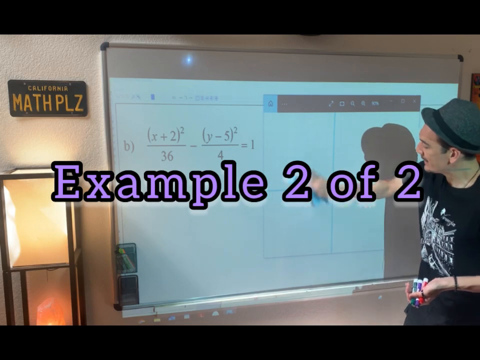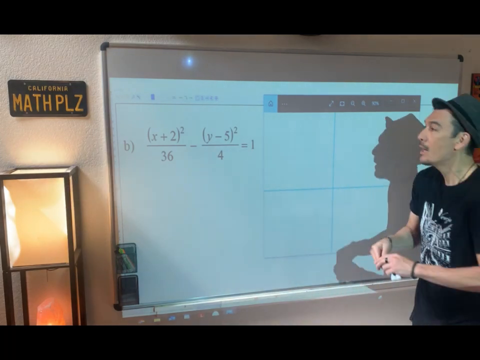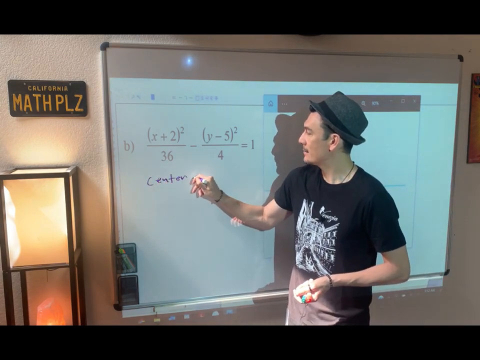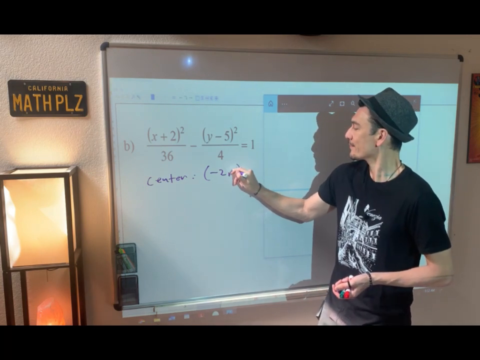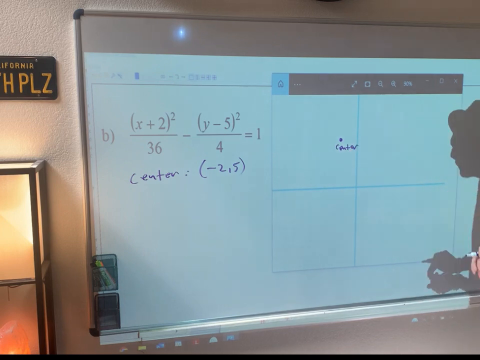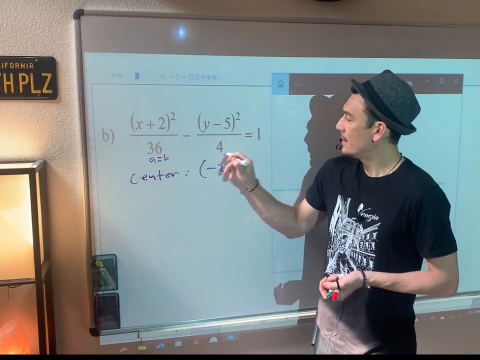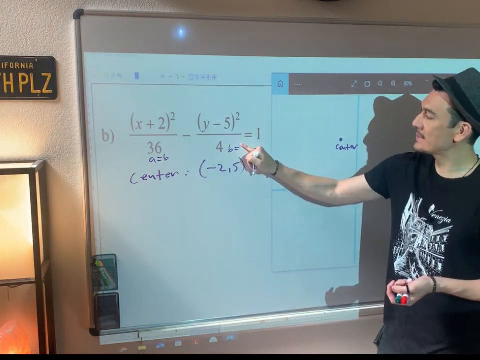So let's begin by identifying the center. Where is our center? Our center is at -2, 5, right? That's my center. Now, I know here that A is going to be 6, and that B is going to be 2, right? Just square root them. So we have 6 and 2.